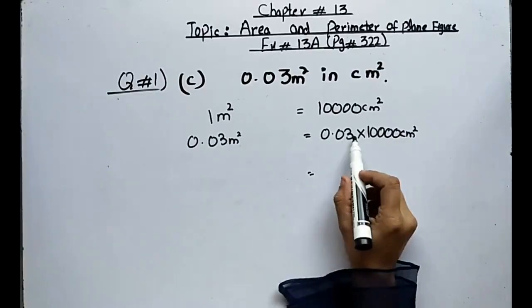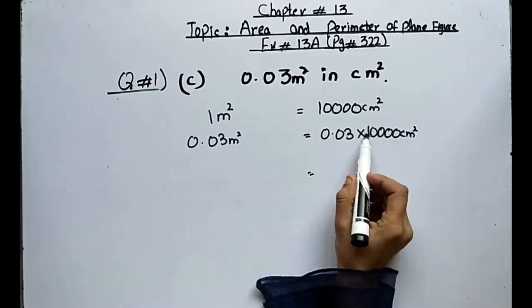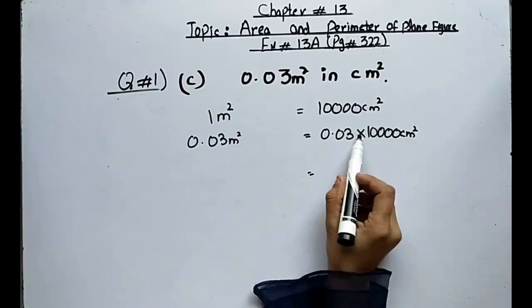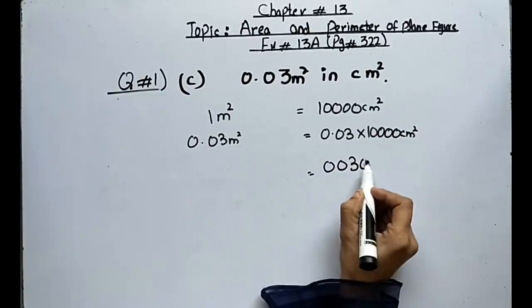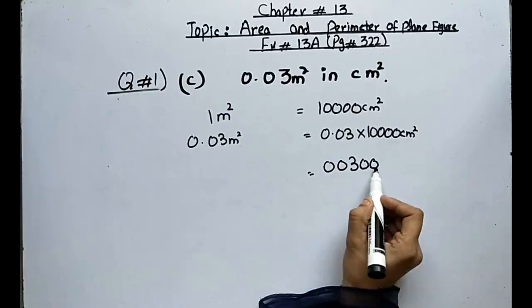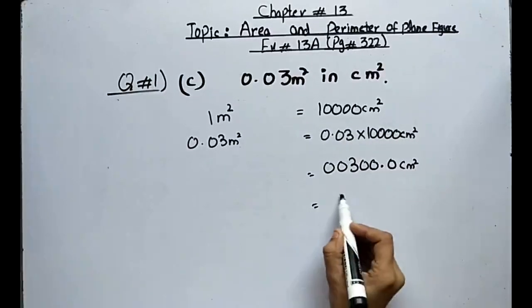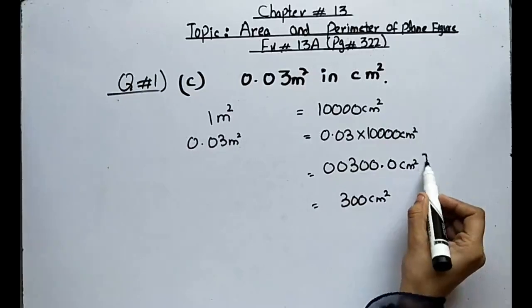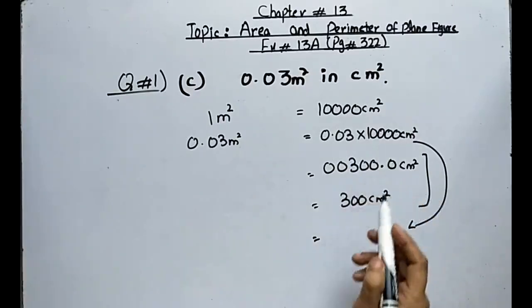When we multiply with 10,000, the decimal point will shift to the right side. So how many zeros are there? 1, 2, 3, 4. The point will shift after 4 digits. So 0.03 becomes 300, as we write 2 more zeros. So it can be written as 300 centimeter square. This is one method, and you can solve this question according to this method.